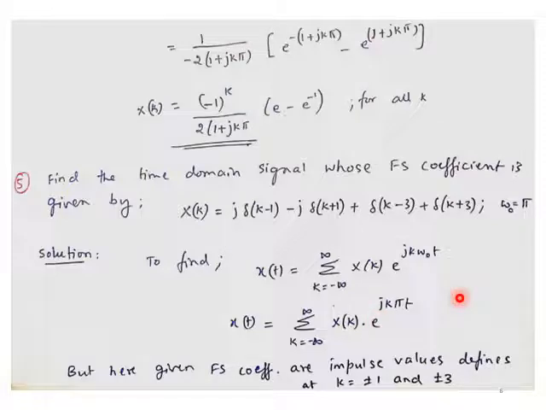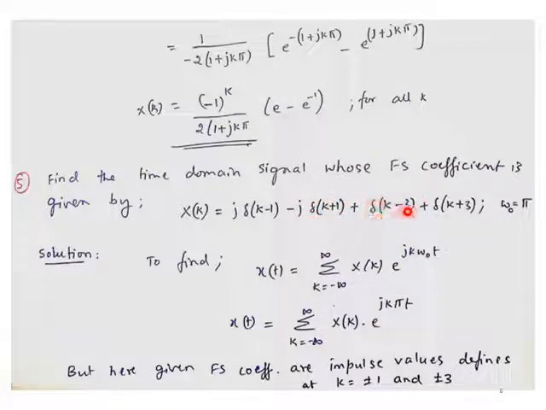But here the given Fourier series coefficients are impulse values. These impulse values are defined only at that particular point, the rest of the values are not there. That is the point which is being mentioned. So x of k is defined at delta k minus 1, meaning it is a time shifted delta k with one shift, a right shift. That is, delta k should exist at k equal to 1. So delta k plus 1 is the left shift with respect to delta k, so the value should exist at minus 1.